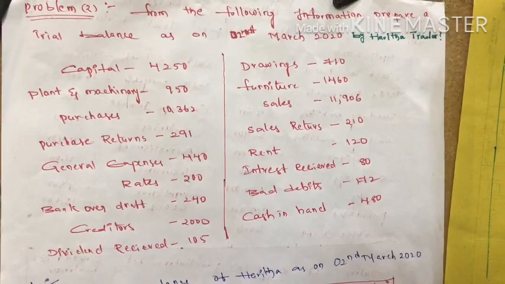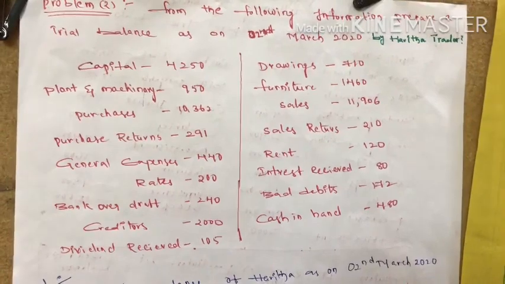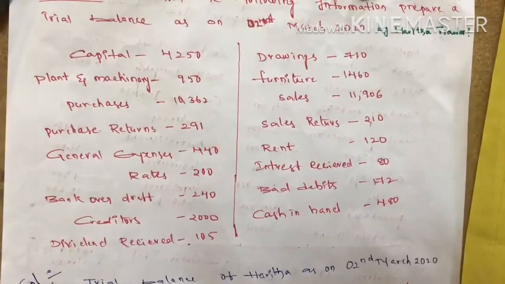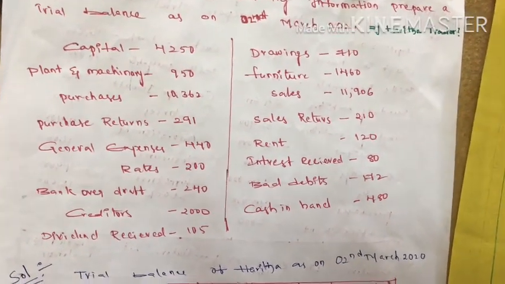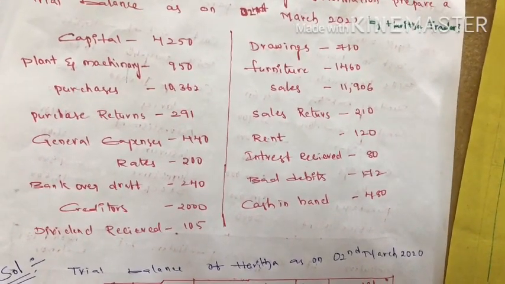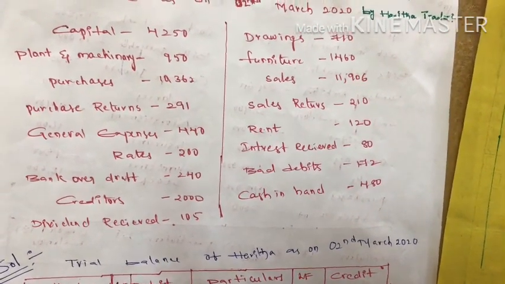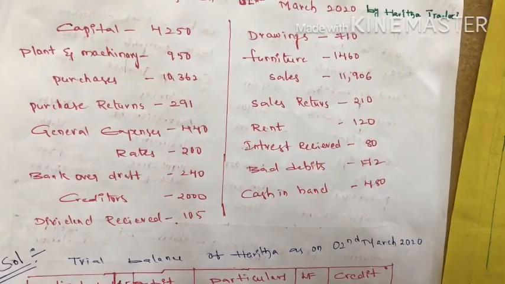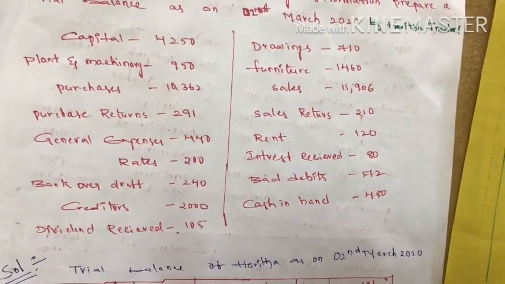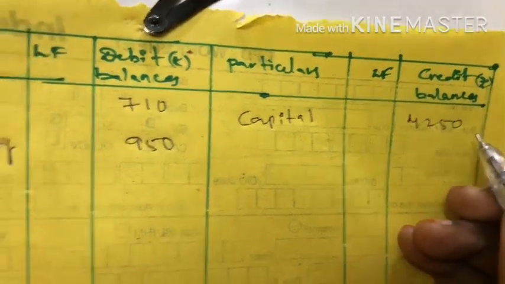Remember the rule of the trial balance: which items you write on the debit side and which on the credit side. The first one is capital. Capital is the initial investment, and the initial investment is a liability. All liabilities are written on the credit side. As you remember from the previous sections, when preparing the ledger account, capital is written on the credit side. So the capital is 4250.